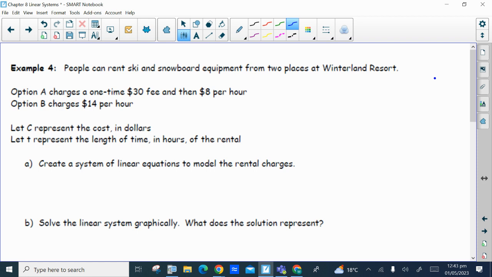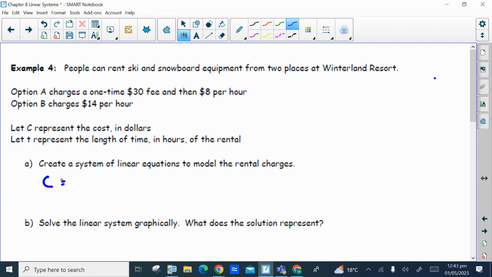Example 4: people can rent ski and snowboard equipment from 2 places at Winterland Resort. Option A charges a one-time fee of $30 plus $8 an hour. Option B is just straight $14 an hour. If C represents the cost in dollars and T represents the length of time in hours of the rental, in this case, we need to create our system of equations. We need to write the equations for each of these scenarios.